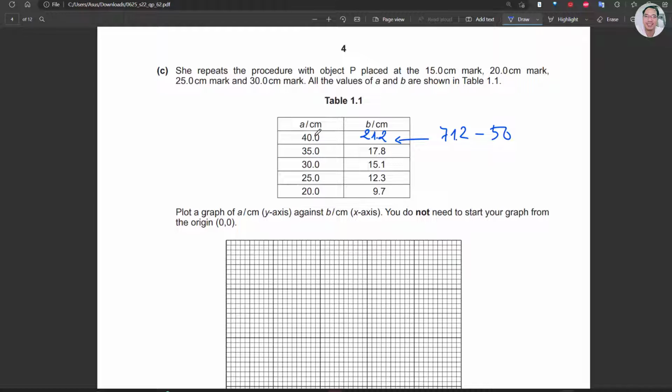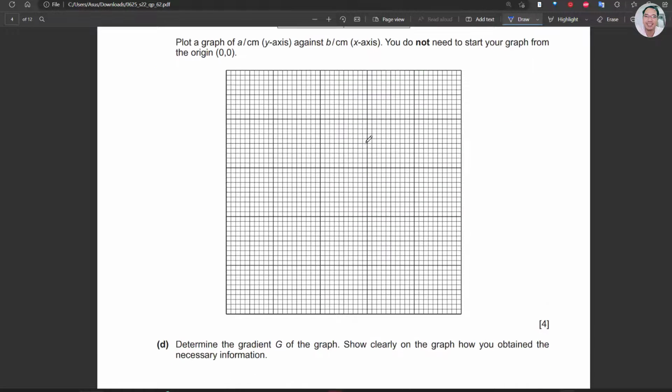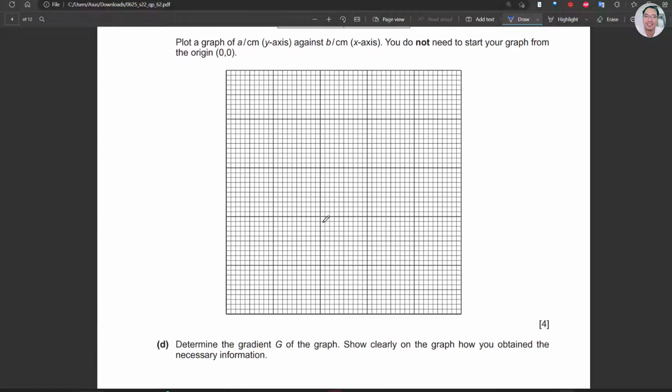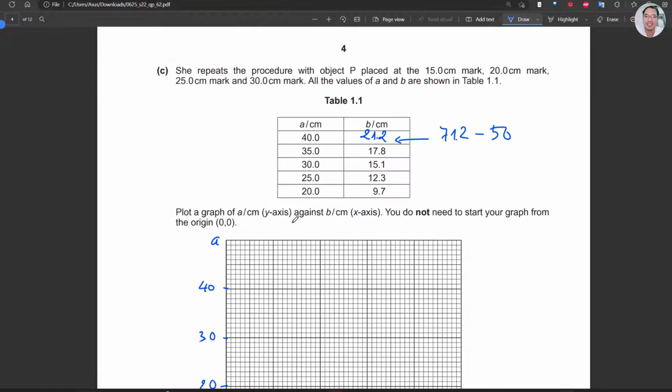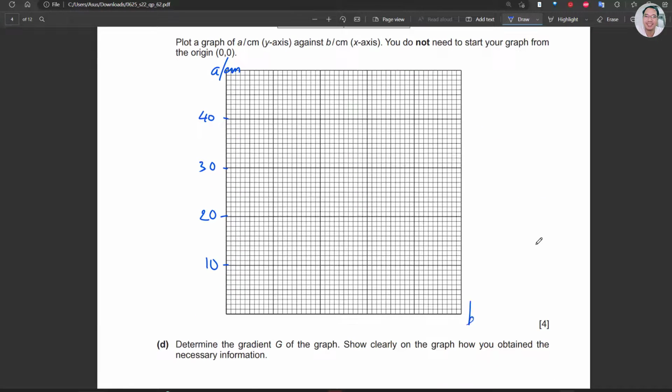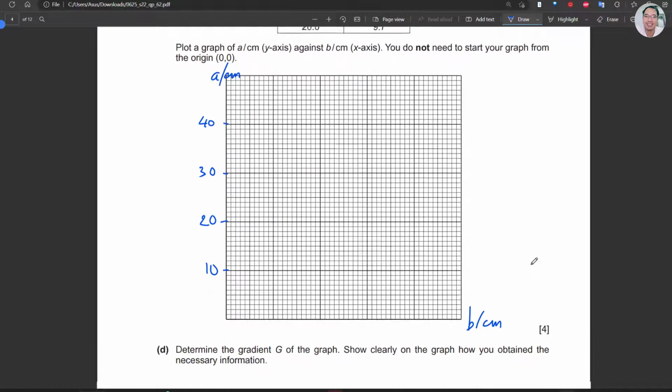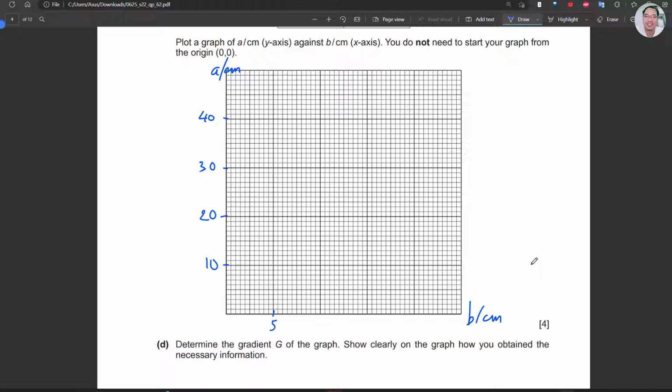Okay. A is 40 centimeter. Plot the graph of A on the vertical axis and B on the horizontal axis. So the maximum value is 40. We can choose here 10, 20, 30, and here 40, for A. The unit is centimeter, and B also, of course, centimeter. And the maximum value of B is 21. So here's 5, 10, 15, 20.